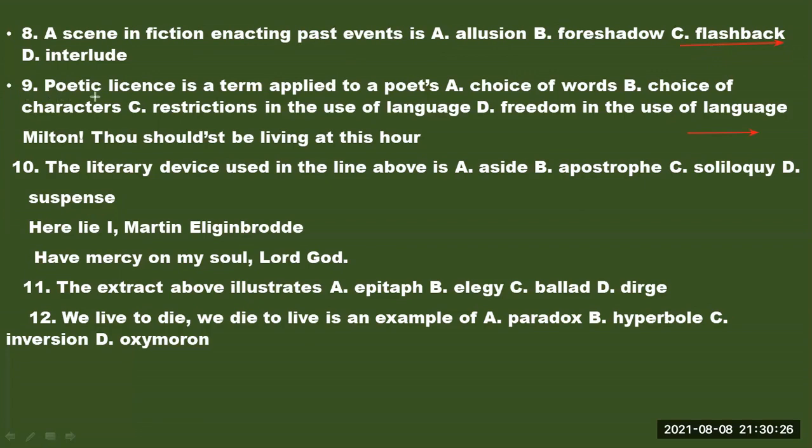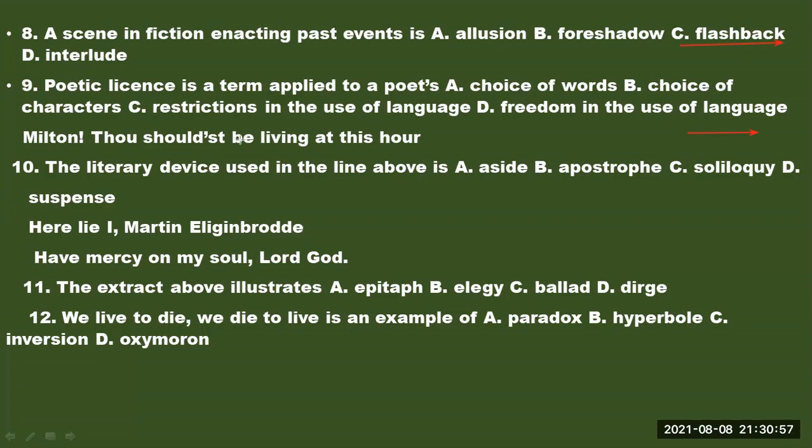Question number 9. Poetic license is a term applied to a poet's choice of words. No, choice of words is called diction. Diction is choice of words. Choice of characters? No, choice of characters is a different thing. When we talk of characterization, it is the presentation of characters in a work of art, how you depict the characters, assign roles to them.